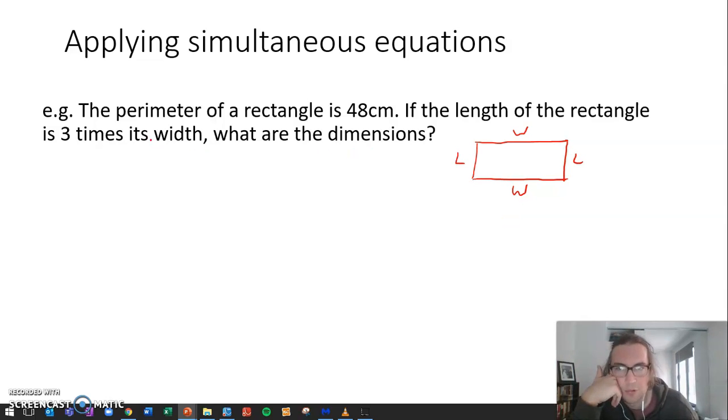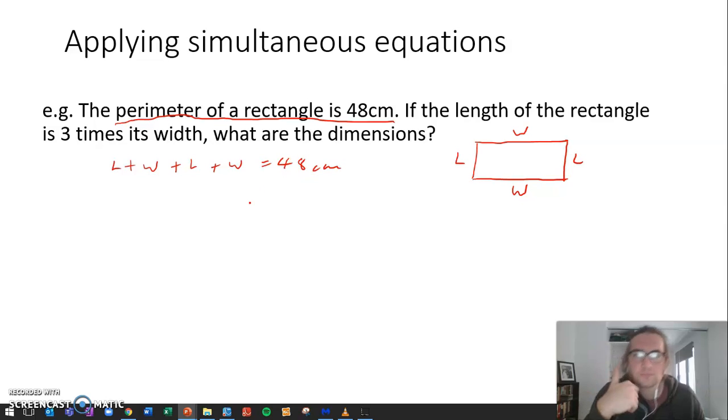It says here the perimeter of the rectangle is 48 centimeters. So that means if I add all of those sides up, I get 48 centimeters. So L plus W plus L plus W is equal to 48 centimeters. Another way of writing that, if I collect my like terms, is 2L plus 2W is equal to 48. I'm going to leave off the centimeters for now, but we're measuring in centimeters. What else do I know?